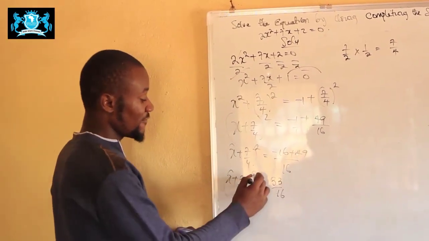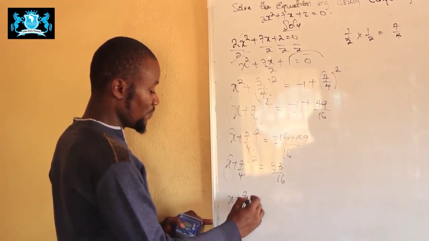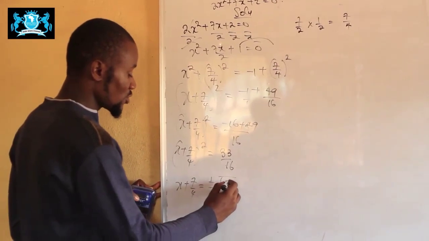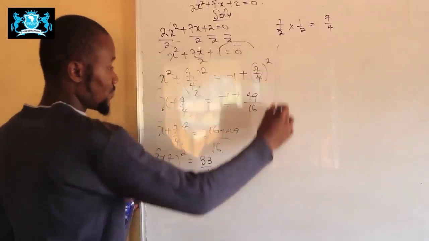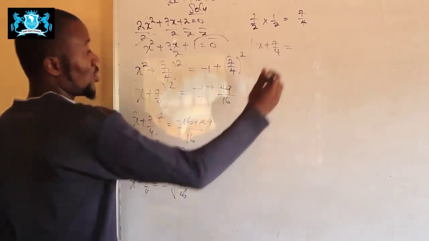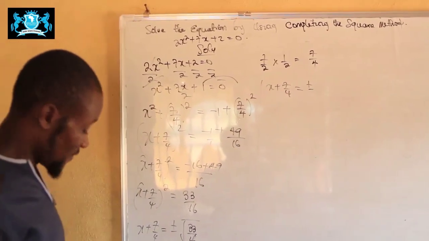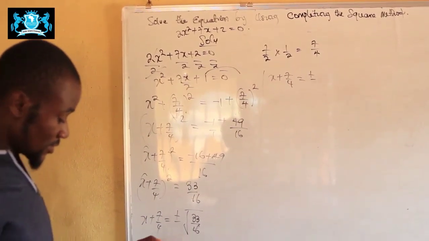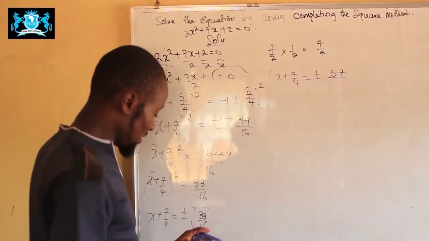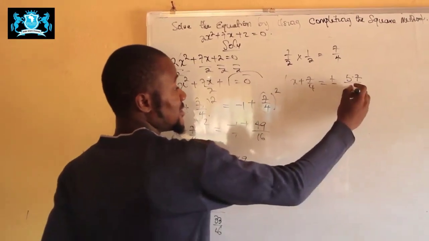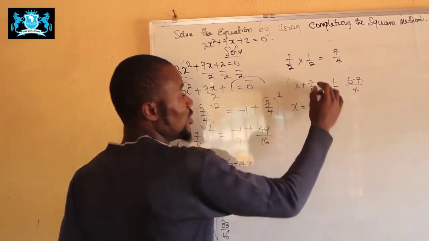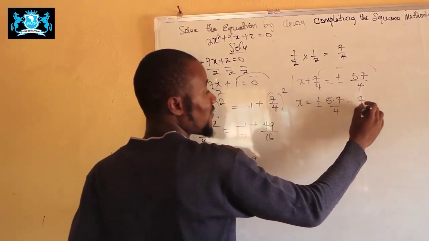So now you have x plus 7 over 4 is equals to, now cross the equality sign, changing from square to square root. So you have square root of 33 over 16. You now have x plus 7 over 4 is equals to plus or minus square root of 33 over square root of 16. Square root of 33 is 5.7 to one decimal place, and square root of 16 is 4. So you have that x equals to plus or minus 5.7 over 4. This one comes inside the minus, and minus 7 over 4.